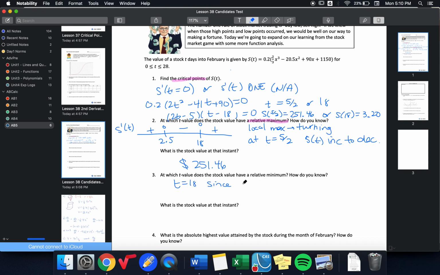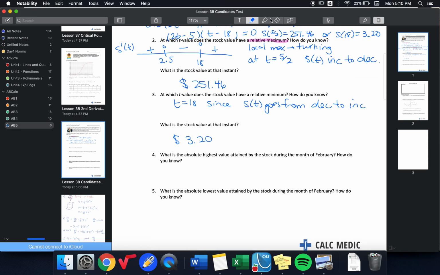The relative minimum is at t equals 18, since the s of t function went from decreasing to increasing. So my derivative went from negative to positive at that point. We know that our value is $3.20.